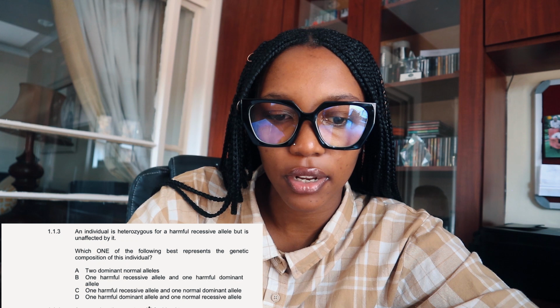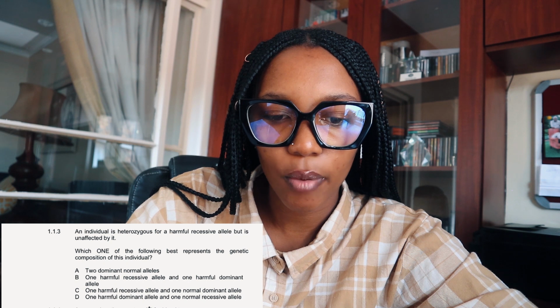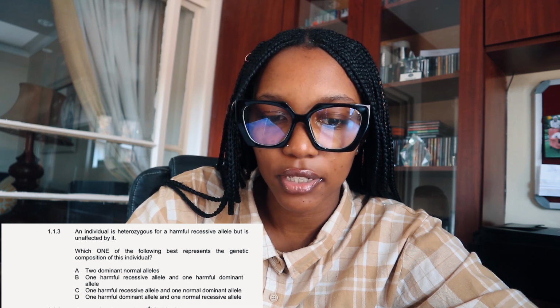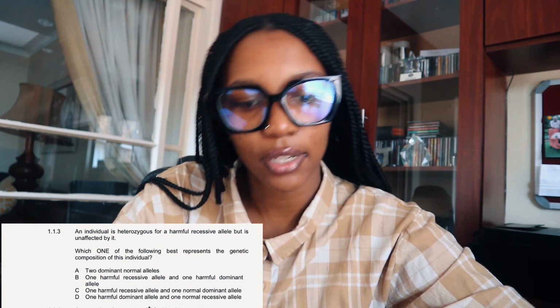1.1.3. An individual is heterozygous for a harmful recessive allele but is unaffected by it. Which one of the following best represents the genetic composition of this individual? A, 2 dominant alleles. B, 1 harmful recessive allele and 1 harmful dominant allele. C, 1 harmful recessive allele and 1 normal dominant allele. D, 1 harmful dominant allele and 1 normal recessive allele. And you guys are looking at me for an answer, and I also don't know.